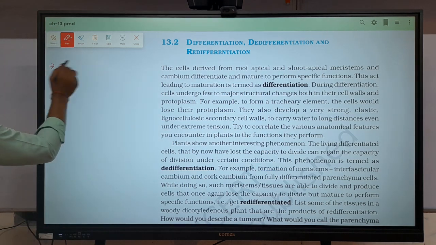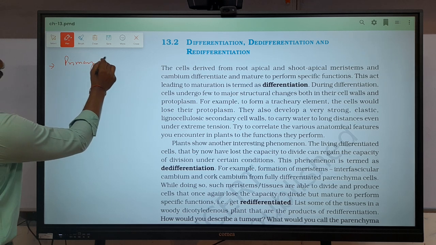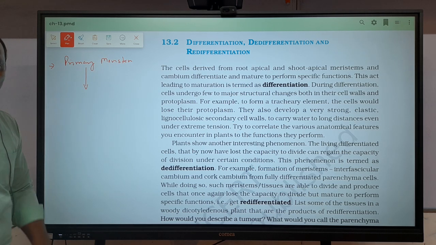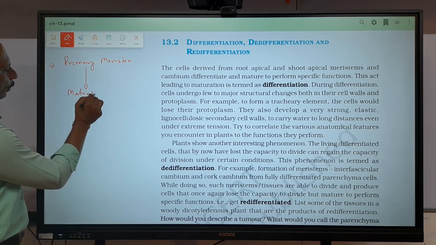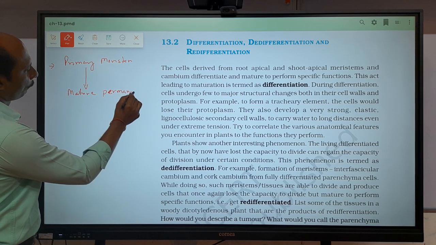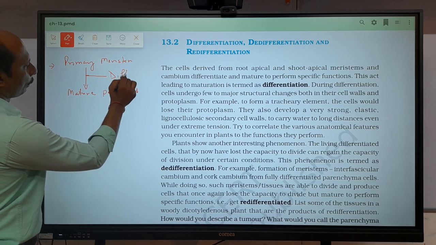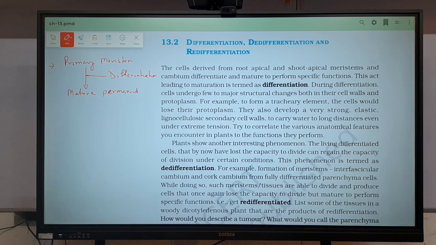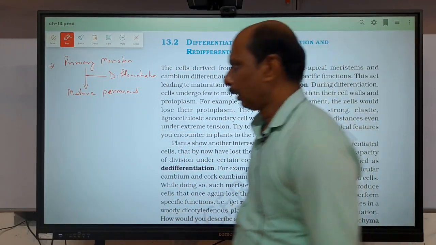Suppose that here we have primary meristem. This primary meristem further forms mature permanent tissue. So this step is called differentiation. The maturation is the result of differentiation, right?